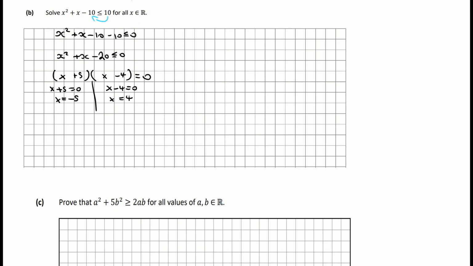So let's have a look on my coordinate graph, how they would sit for me. My first root there is, let's say, positive 4, negative 5. This is just a quick sketch of what it might look like. It's a positive quadratic, so it'll go through my first root and then my second. So my inequality is less than or equal to 0.